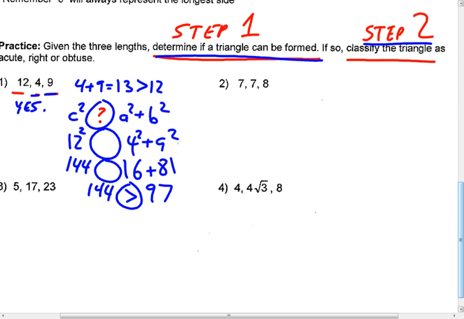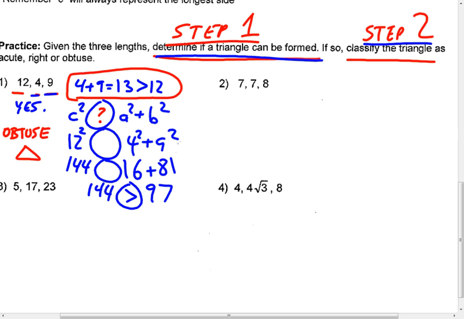What type of triangle? So first I answer yes, it is a triangle. What kind of triangle? Obtuse. The mistake we see is people want to start squaring right away, and they start squaring when they're doing the first test. The first test, we don't square anything. We just add and compare. We only start squaring when we want to actually classify the triangle. So think of it as 2 steps, and you won't skip that first step.